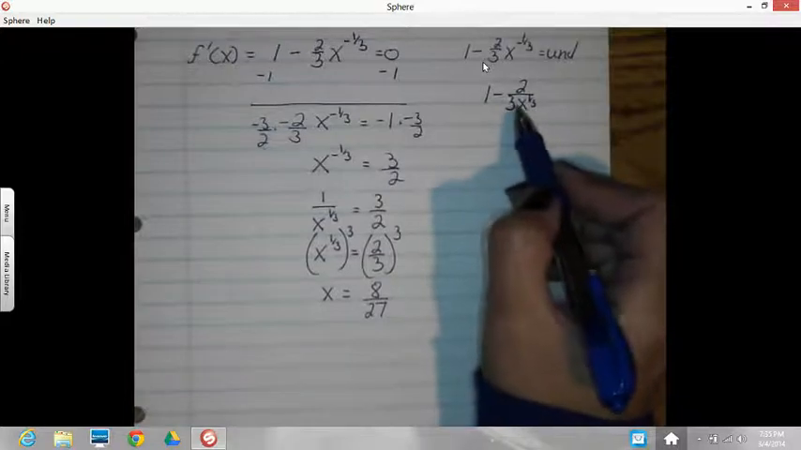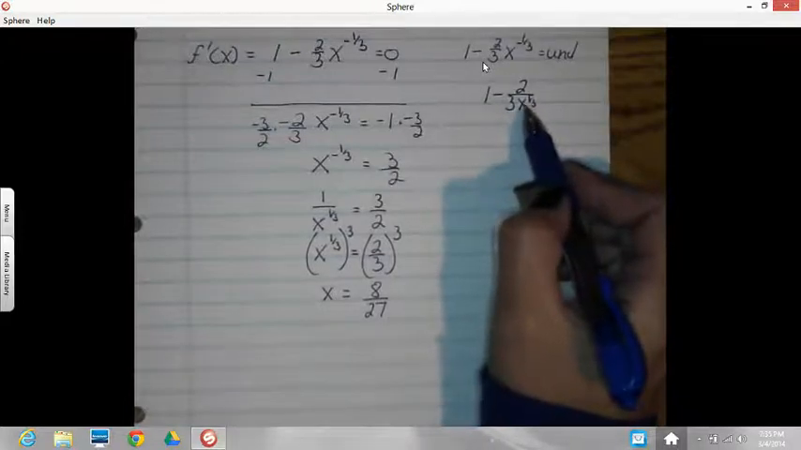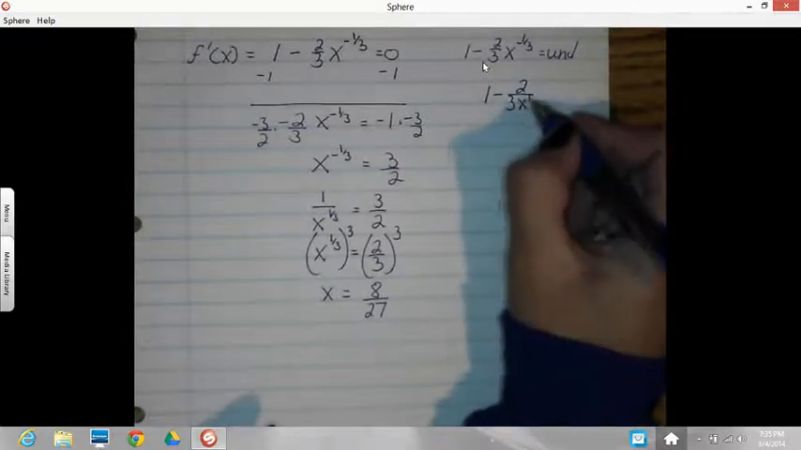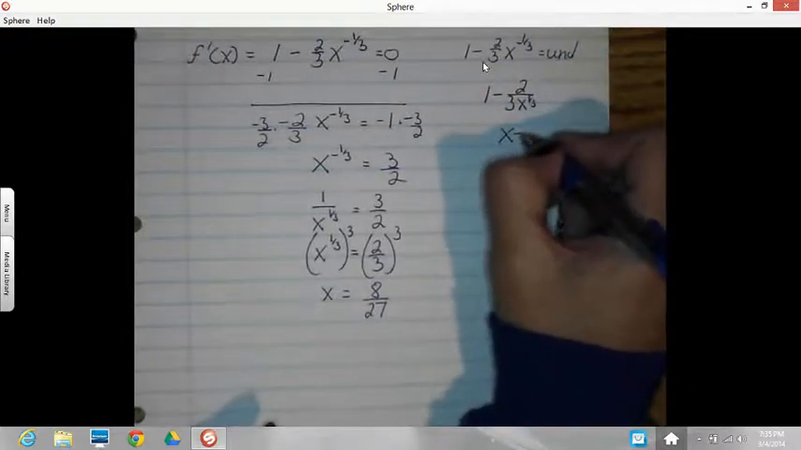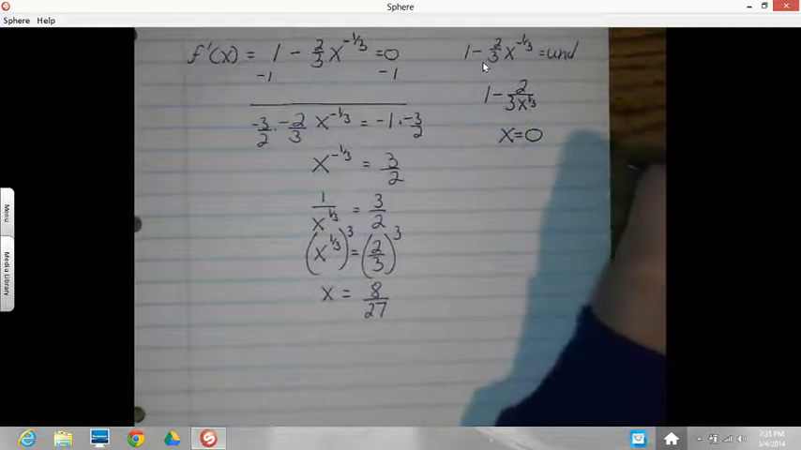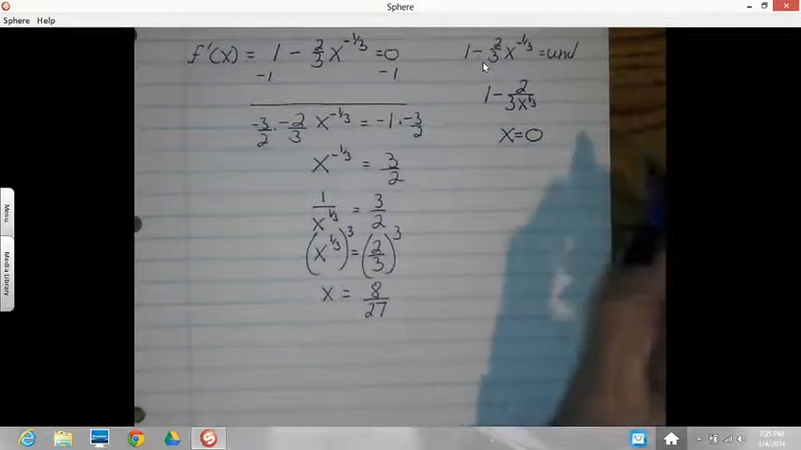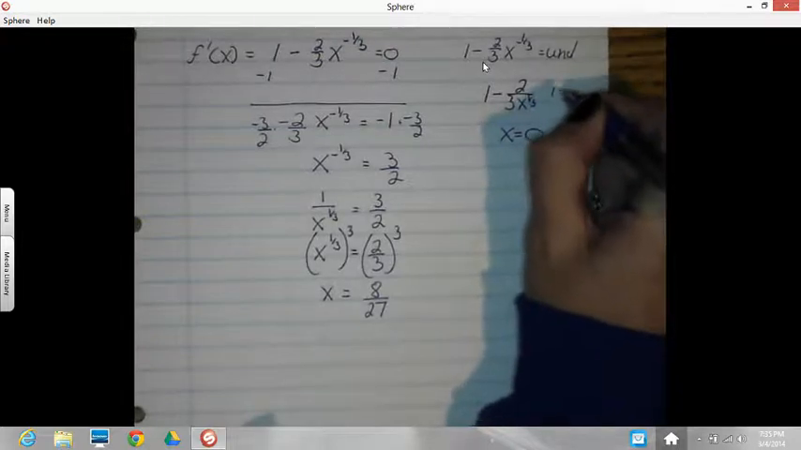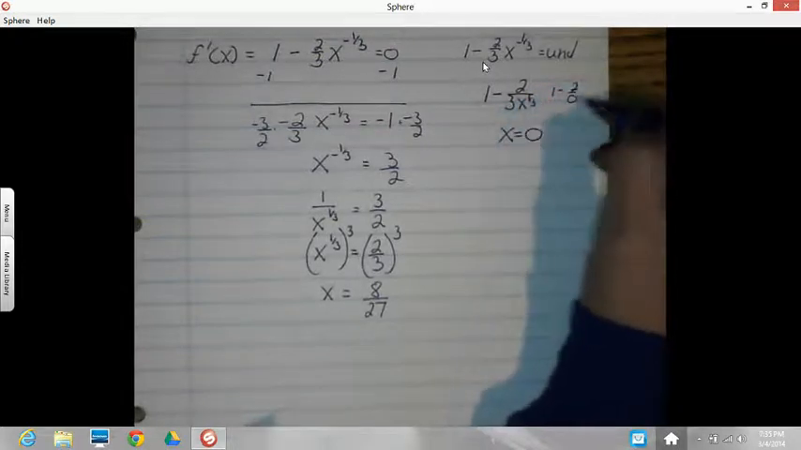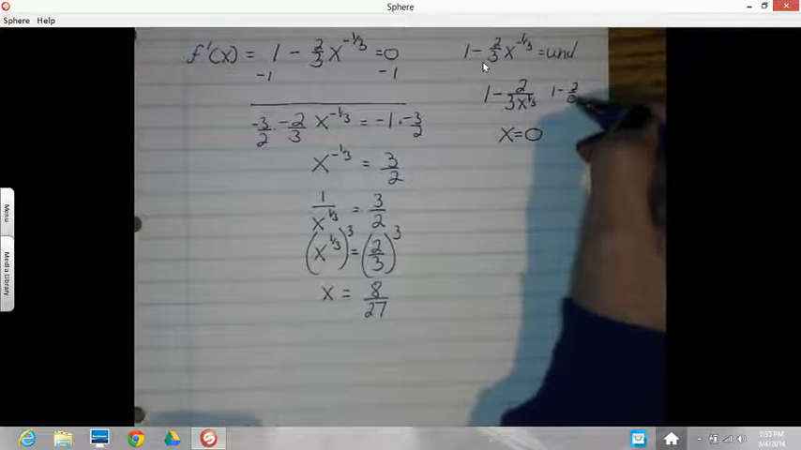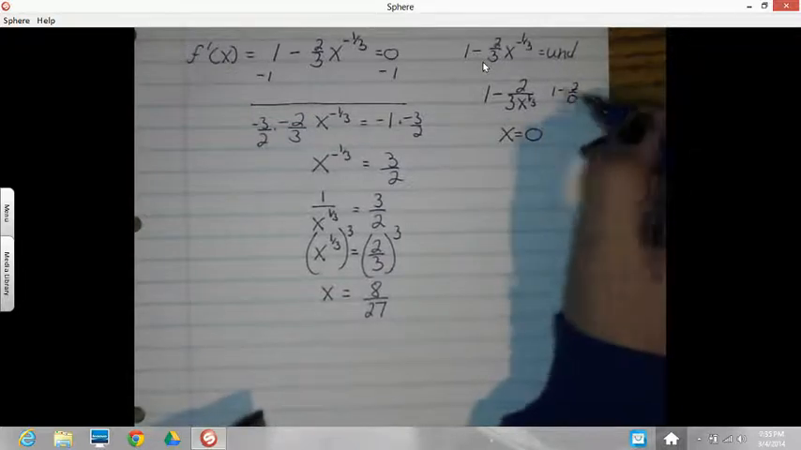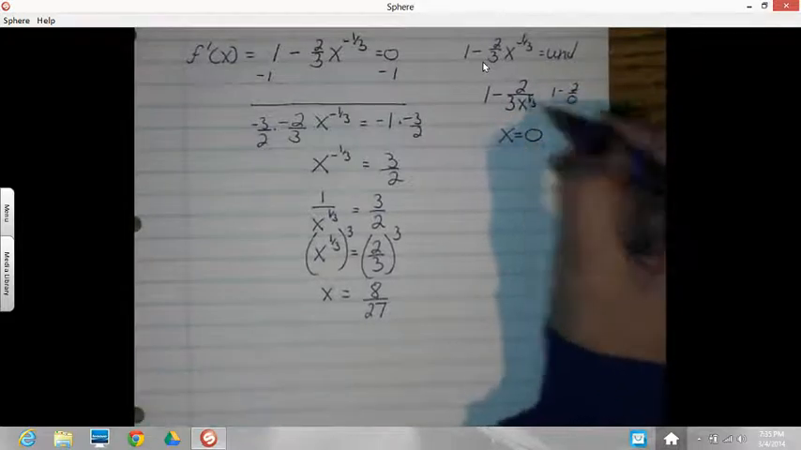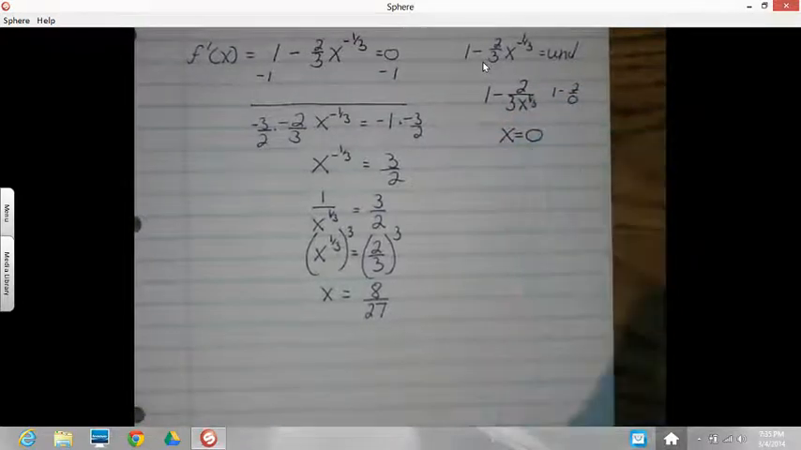Well, 3 times what will give me 0? Well, if this is 0, because 0 to the 1/3 is still 0. So it is undefined when x equals 0. Let me go through that again. If I have 1 minus 2 divided by 0, 2 divided by 0 is infinity, or undefined. So I'm looking for an x value that makes this denominator equal 0, and it happens to be 0. So I've got an undefined.